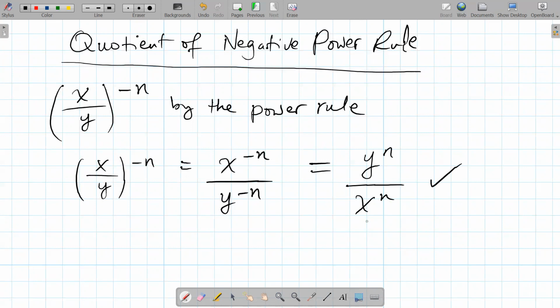Here, note that both x and y should not be 0. Okay.